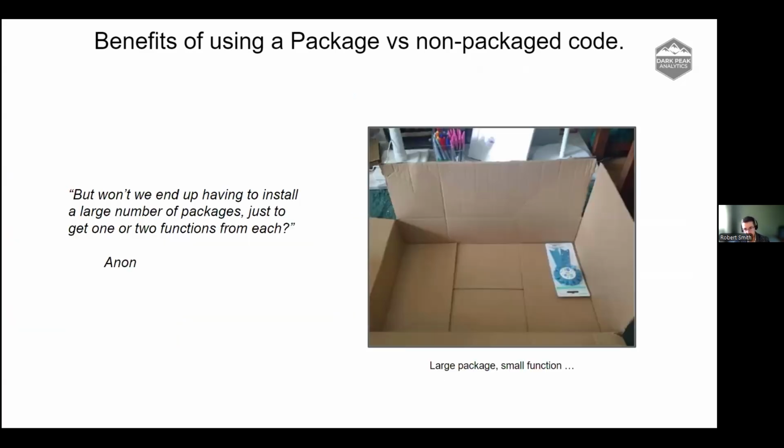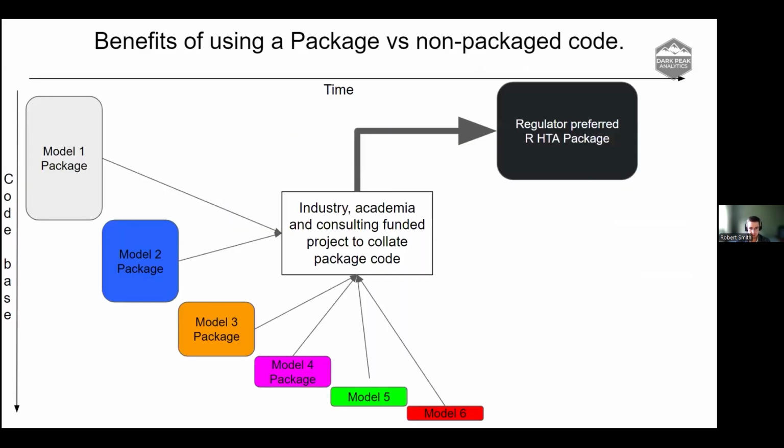But the problem with this is that we're having to install a large number of packages with previous models just to get one or two functions from each. And so what we're calling for is an industry, academia, and consulting collaboration to take from these different models the useful functions, so that we're not all reinventing the wheel and writing our own function to, for example, discount or calculate expected life years or whatever, and then have a regulator say, we prefer that you use this package because it makes it easier for us to review it.